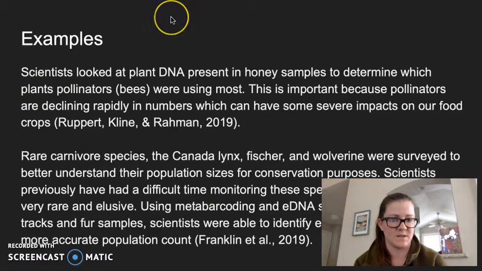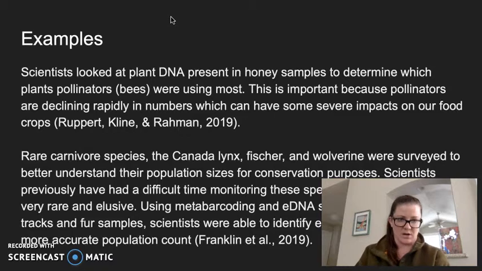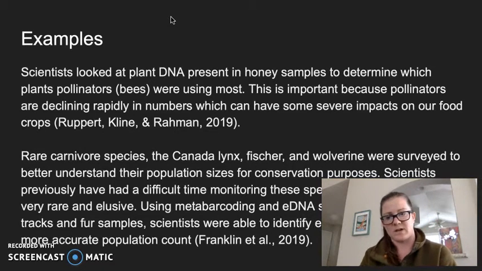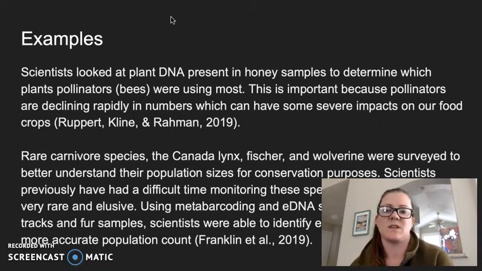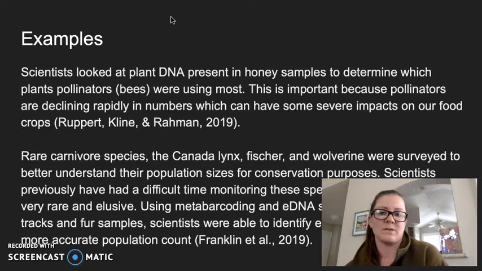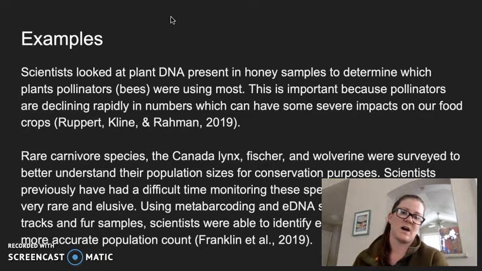A few specific examples that I wanted to share. The first one is what I just mentioned. Scientists in a study looked at what plant DNA was present in the honey samples of certain bees to determine which plants those pollinators were using. And this is going to be really important because, as many of you may know, our pollinator populations are declining very rapidly.